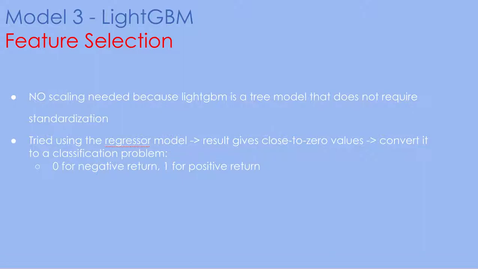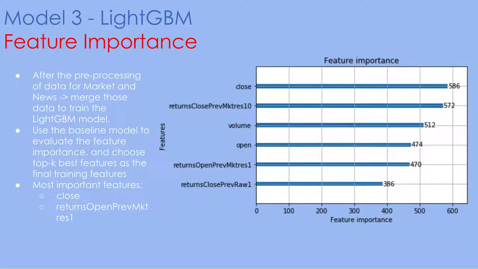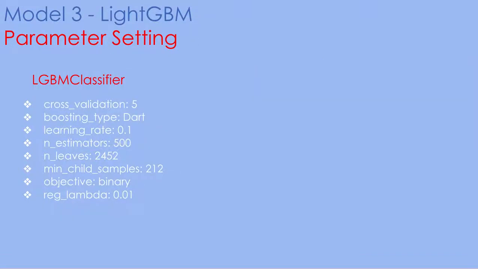In the feature selection process, we used the baseline model to evaluate feature importance and chose the top K best features as the final training features. The most important features are asset code and returnsOpenPrevMktres. In this stage, we constructed an ensemble of multiple classifiers and used soft voting to get the final result after getting rid of outliers.